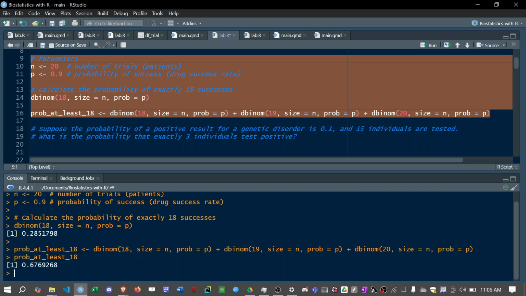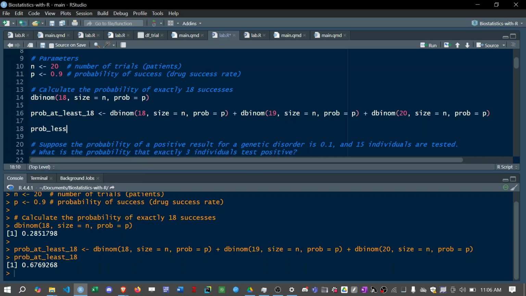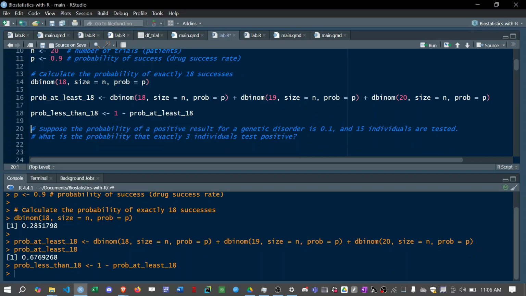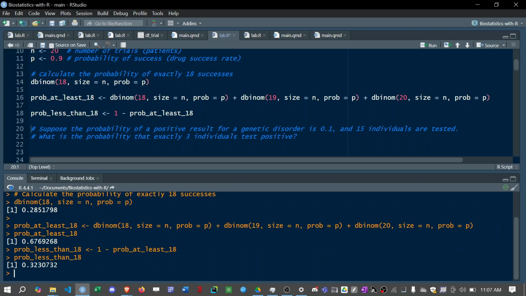Now my question is asking for the probability that less than 18 patients are going to be cured from that particular drug. I'm going to subtract this from 1. So the probability of less than 18 is going to be 1 minus the probability of at least 18. When I run this, I have 0.323. So this is the probability that less than 18 patients are going to be cured.